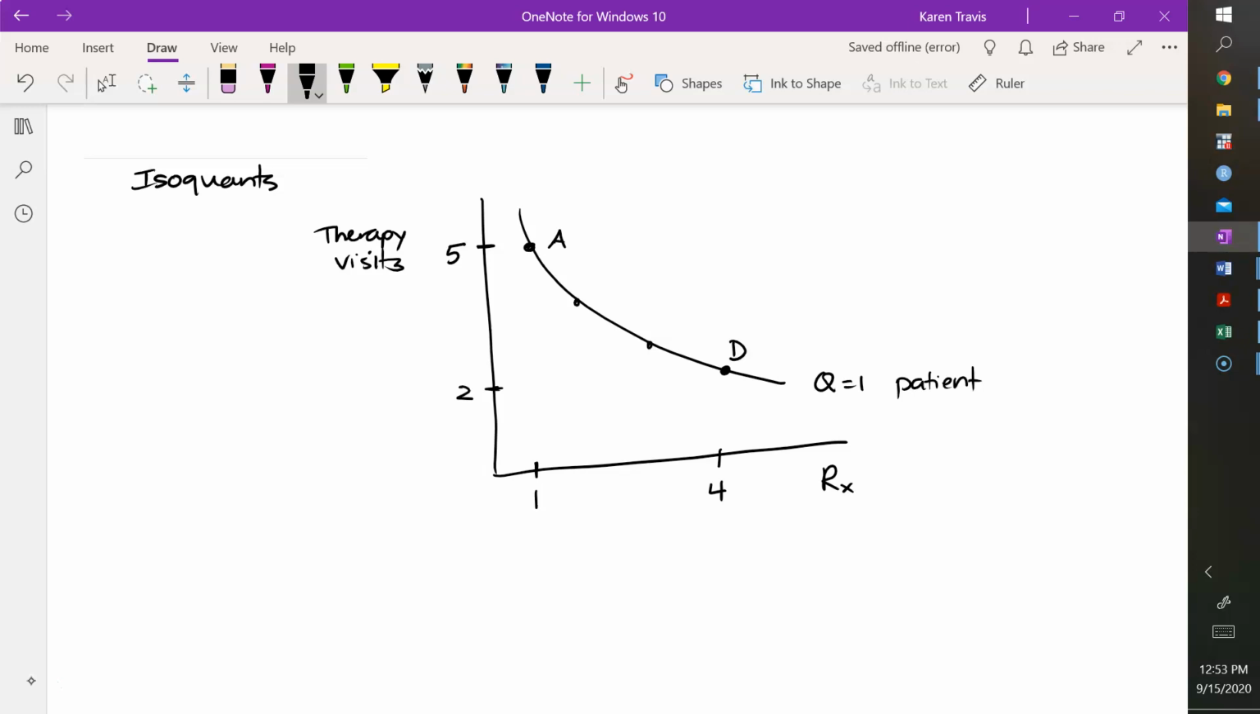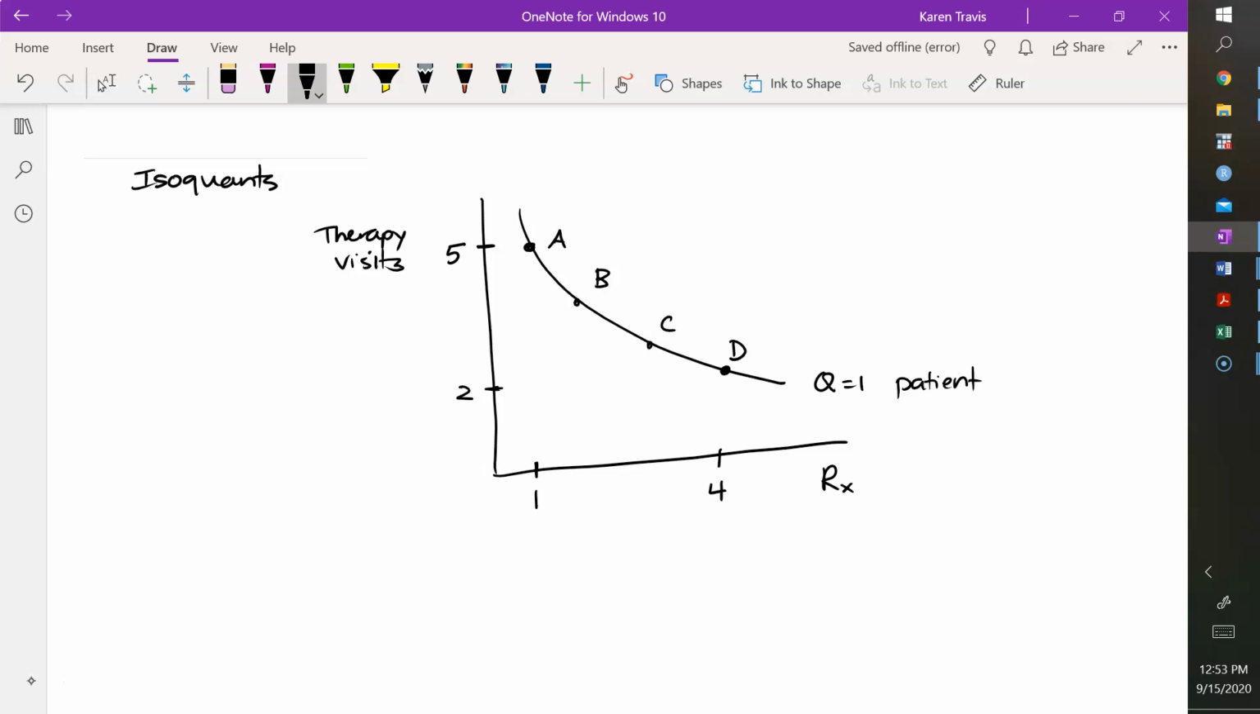And if it's on the same isoquant, it means they're having essentially the identical amount of treatment benefit, and it's just a different way of getting to the same outcome. So there's other choices in here, B and C.